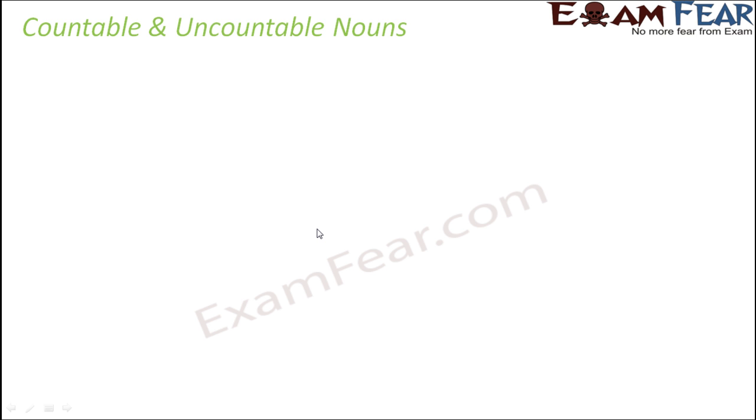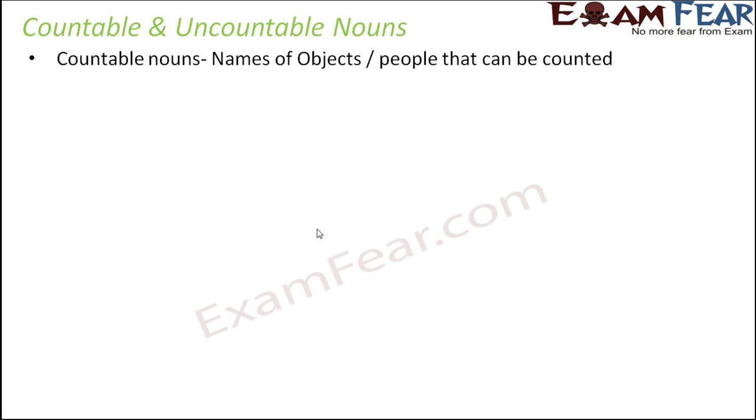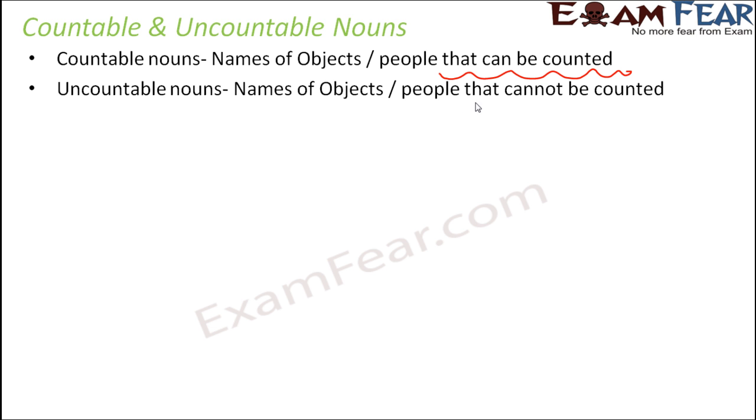Now this categorization is done on the basis of whether a particular object or some specific persons can be counted or not. So countable nouns include names of objects or people that can be counted. Of course, that is why they are countable. Whereas those which cannot be counted, they fall under the category of uncountable nouns. Now let us look at these examples to have a better understanding.